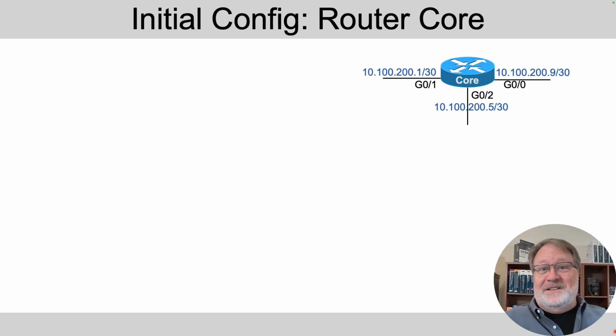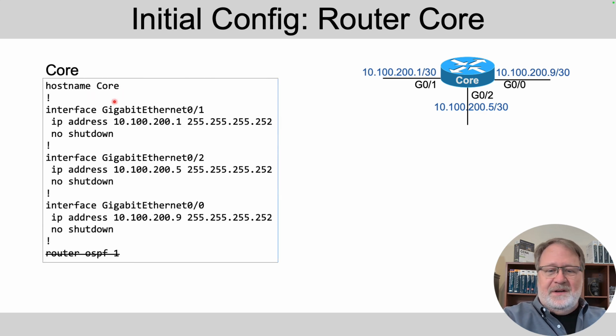Now let's talk about these initial configurations on the devices. On router core, it's got a host name. It's got 3 interfaces shown that match the interfaces in the diagram. It's got an IP address and mask configured to match the diagram, and it's got a no shutdown command confirming that when you bring the lab up, the interfaces really should be up and working. They will be in Packet Tracer and CML.